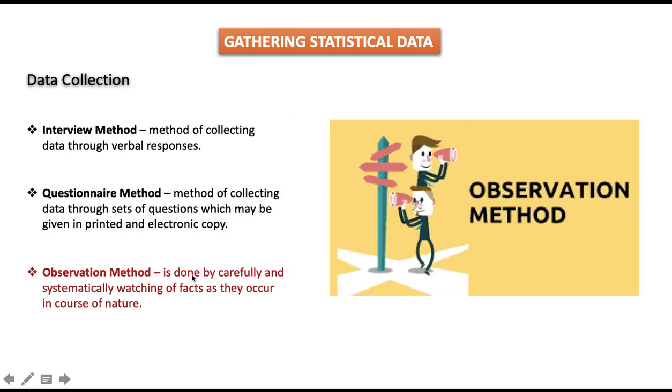Observation method is a method done by carefully and systematically watching of facts as they occur in the course of nature. So usually, the researcher focuses more on the observation method. They focus more on human behavior, relations and interactions related to a phenomenon.